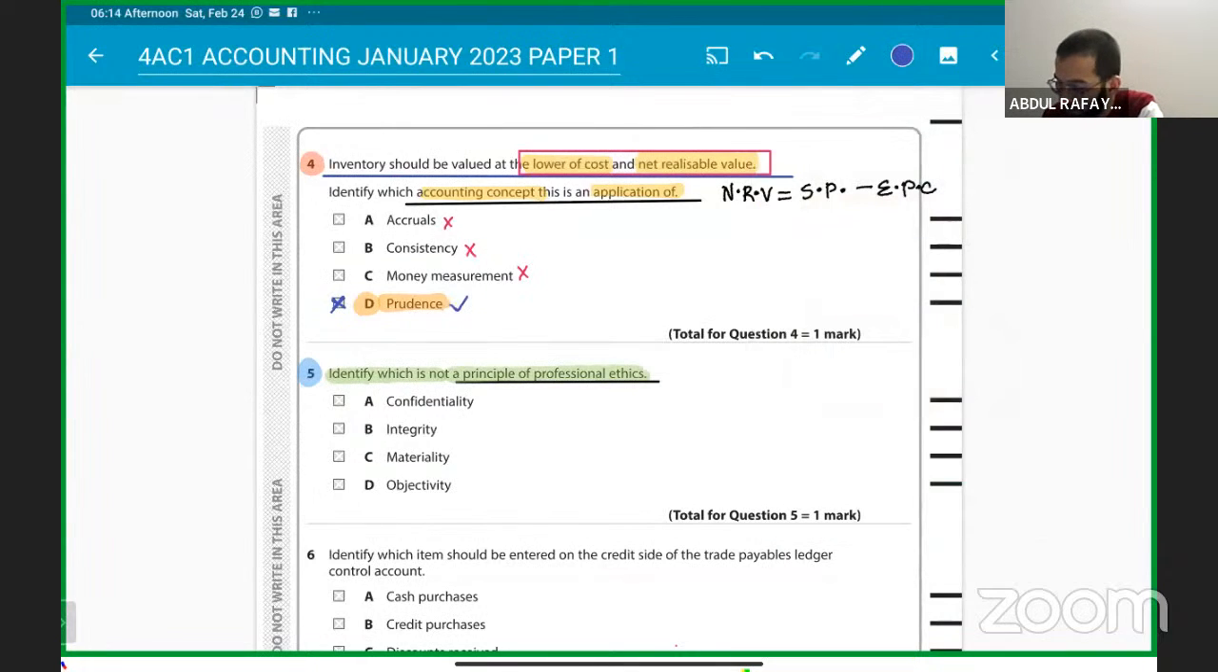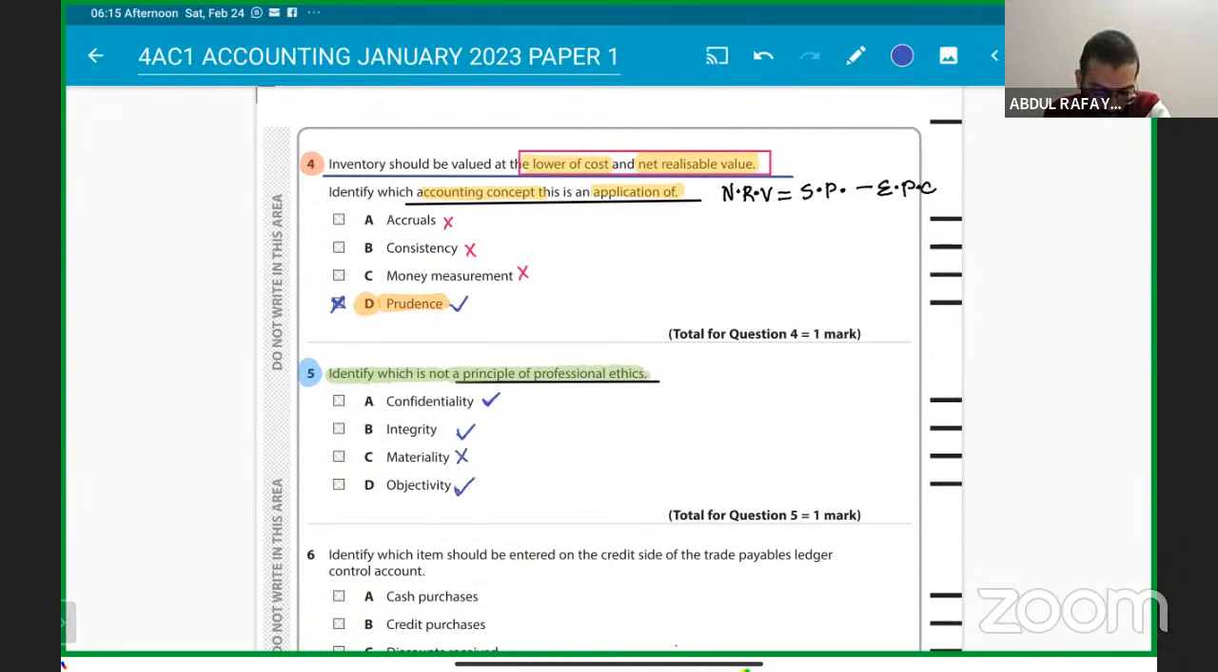You can do an elimination procedure. Confidentiality is a part of professional ethics, along with integrity. You should be honest and truthful when you are recording things in accounting, so you should be showing integrity and honesty. Confidentiality means you cannot show your accounting records or your transactions to third parties. You need to keep private information confidential.